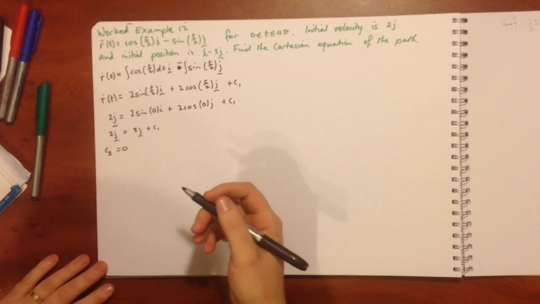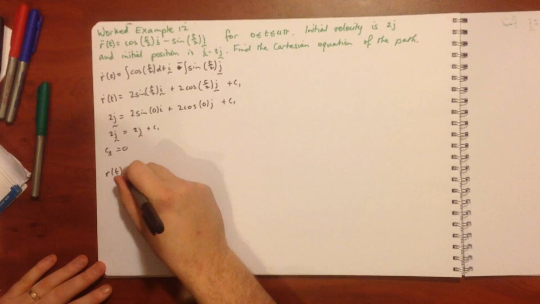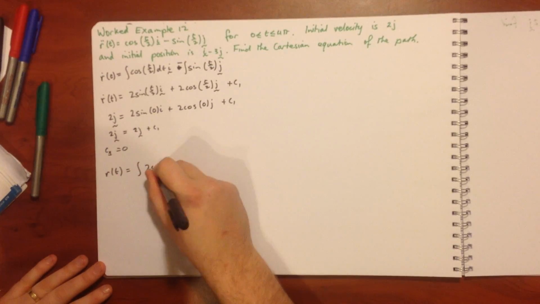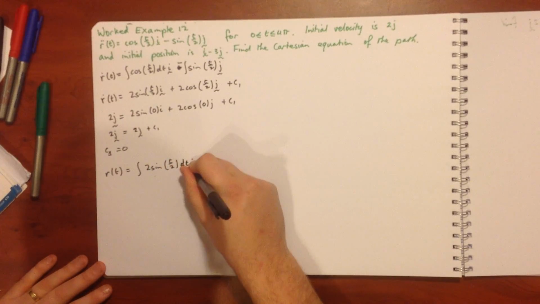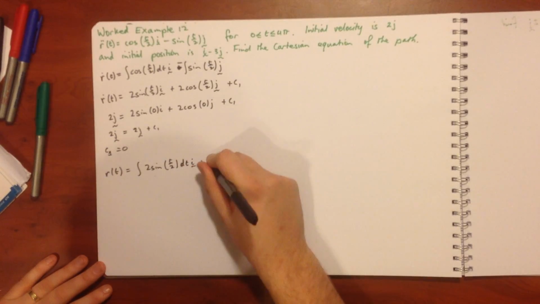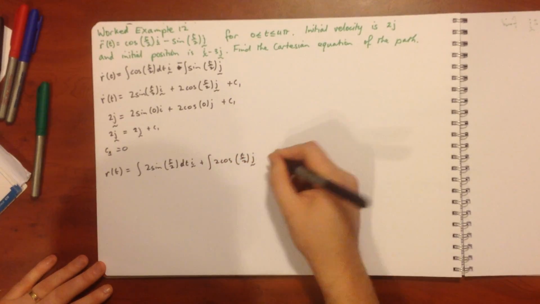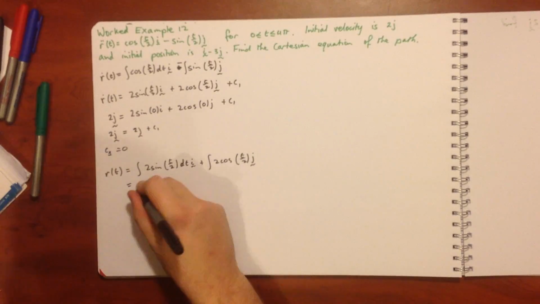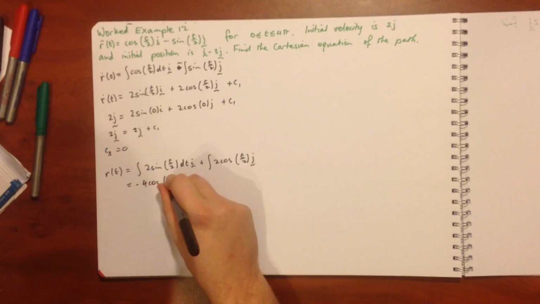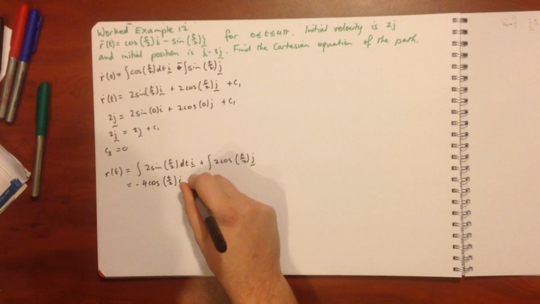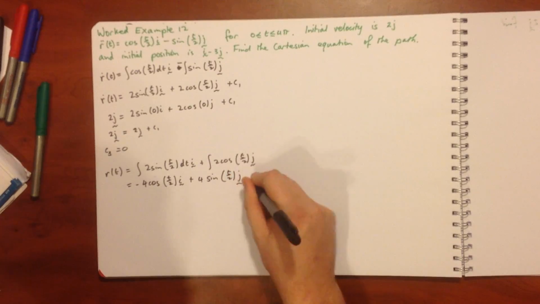Okay, so now we want to find our position vector. So we can set that up now. Our r of t is going to equal the integral of 2 sine t on 2 dt i plus the integral of 2 cos of t on 2 j. Okay, so when we do that, we're going to get minus 4 cos of t on 2 i plus 4 sine of t on 2 j plus C2.